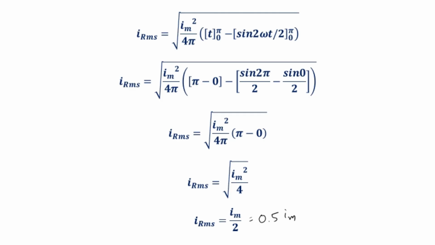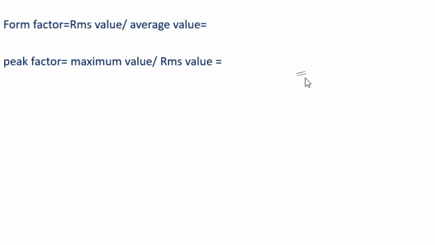Now we have already found the average value, which is 0.318 Im, and the RMS value, which is 0.5 Im. Form factor is the ratio of RMS value by average value. Since the RMS value is 0.5 Im and the average value is 0.318 Im.